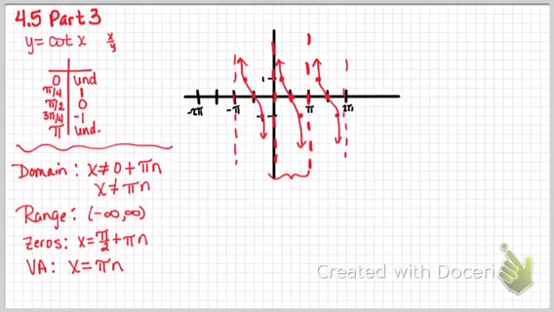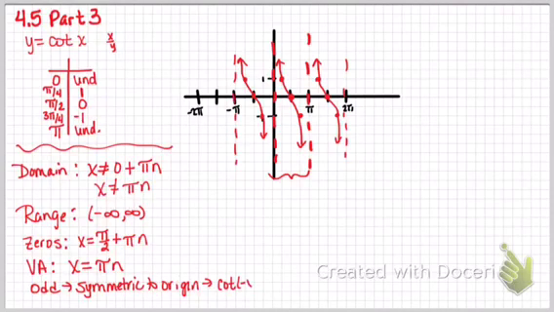Again, even, odd, or neither. Well, we had said only cosine and its reciprocal are even, so that means that tangent is odd. Cotangent is odd, which means that it's symmetric to the origin. It also means that if we took cotangent of negative x, it would give us the same answer as cotangent of positive x, except it would be the opposite sign. And then again, we said that the period is equal to pi.